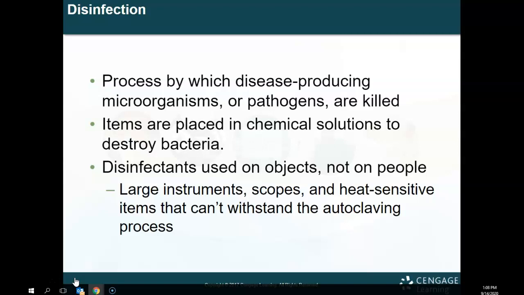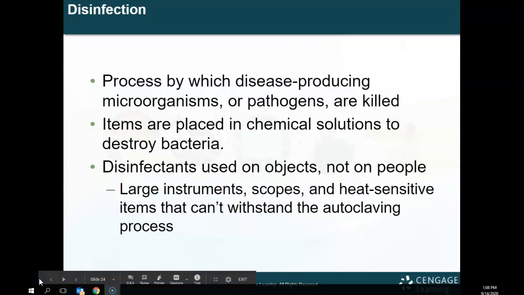Large instruments like scopes and heat-sensitive items that can't withstand the autoclaving process are the items that we disinfect. So if you work for a general surgeon and you're doing a sigmoidoscopy with a flexible sigmoidoscope, you have to clean those scopes, right? You can't just use something that you used on another patient down the road. So in this situation, you would submerge the item in a disinfectant for a period of time to destroy any bacteria, because you can't autoclave it because it would incinerate, like it would burn. Okay?